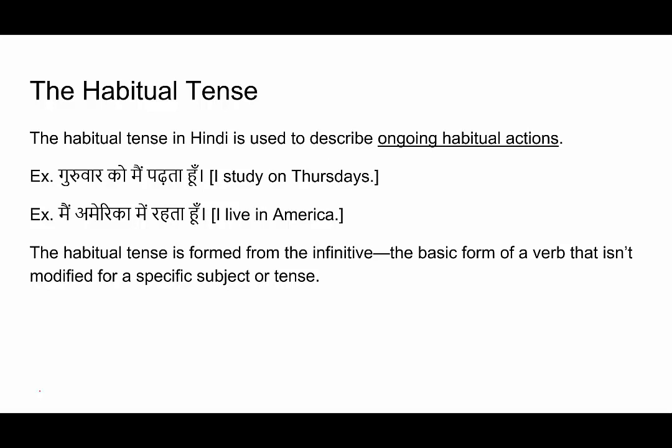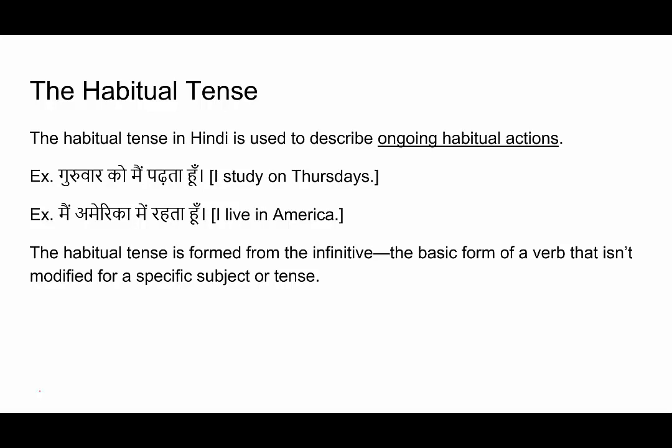गुरुवार को मैं पढ़ता हूँ. This translates to I study on Thursdays. Clearly, an ongoing habitual action is being shown in this sentence. Let's take a look at the next example. मैं अमेरिका में रहता हूँ, which translates to I live in America. Once again, this sentence is expressing an ongoing habitual action, so it too is in the habitual tense.